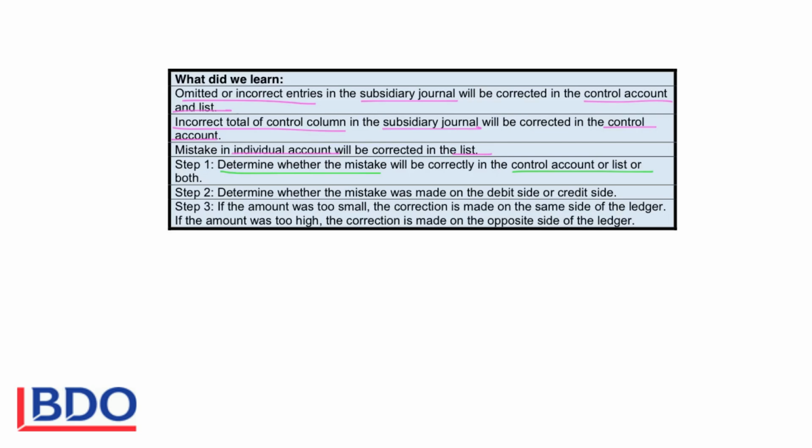Then I must determine whether this mistake was made on the debit side or the credit side, so that I can determine on this side that we've put the entry, whether it was too small, then the correction must be done on the same side. If the amount was too high, the correction will be made on the opposite side of the ledger.